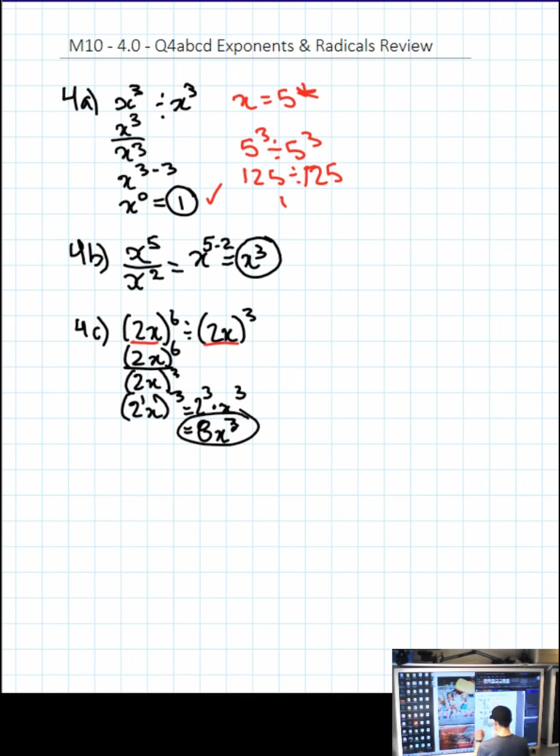Okay, 4D. So we have m to the 5 over m squared, which is simply m to the 5 minus 2, which is m cubed. We could randomly pick a number like we did in the first question for A, but that is good enough. So remember, lots of these rules we're just building up to get much more difficult rules in the future.